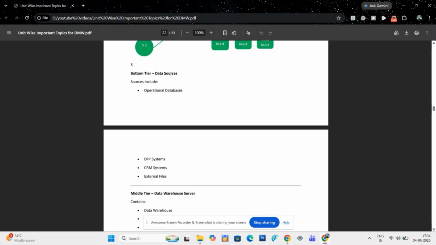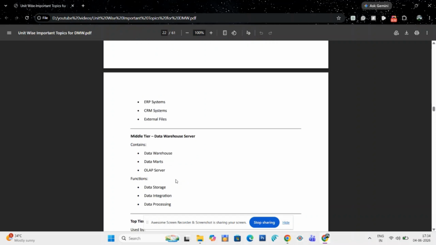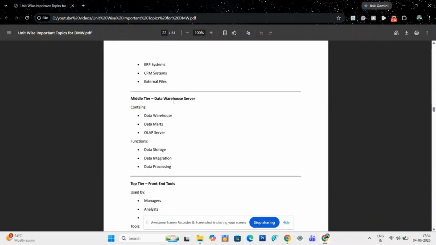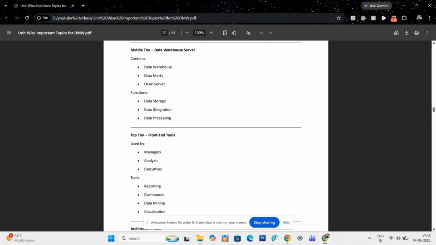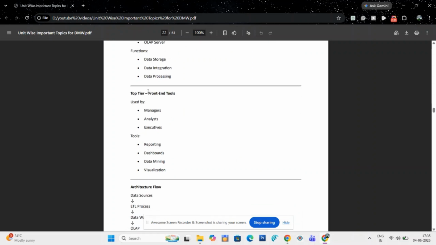In the bottom tier, data sources include operational databases, ERP systems, CRM systems, and external files. The middle tier contains the data warehouse server, which holds the data warehouse, data marts, and OLAP server. The functions of the middle tier are data storage, data integration, and data pre-processing. The top tier has front-end tools used by managers, analysts, and executives, such as reporting, dashboards, data mining, and visualization.